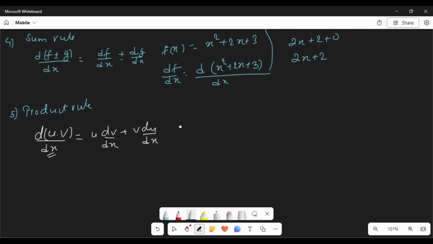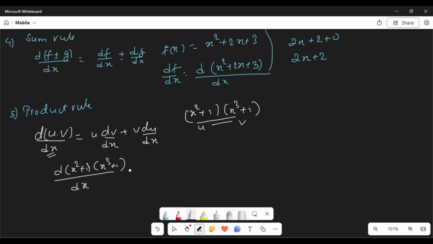What it says is, let's say we have the functions x square plus 1 and x cube plus 1. You want to take the derivative of this function. Now this will act as u and this will act as v. So d of (x square plus 1)(x cube plus 1) divided by dx will be equal to, this is uv, u dv plus v du.